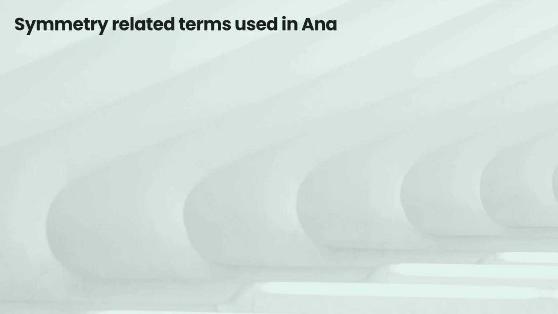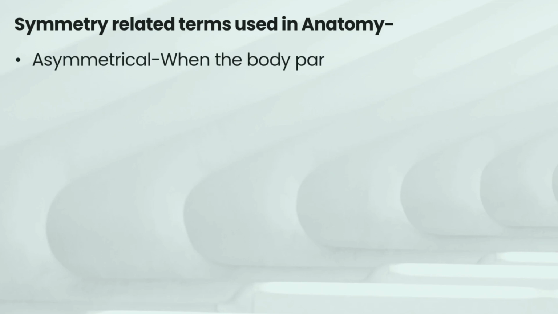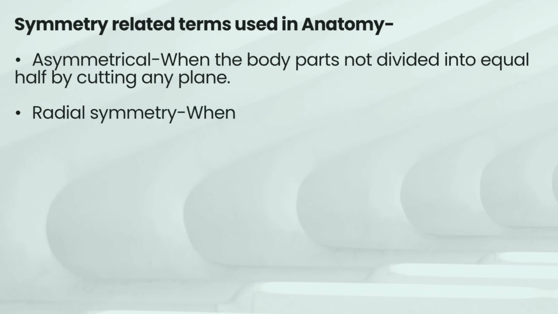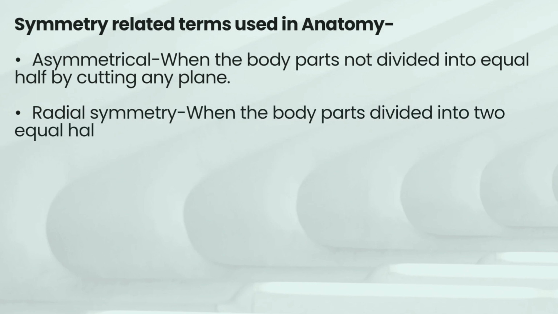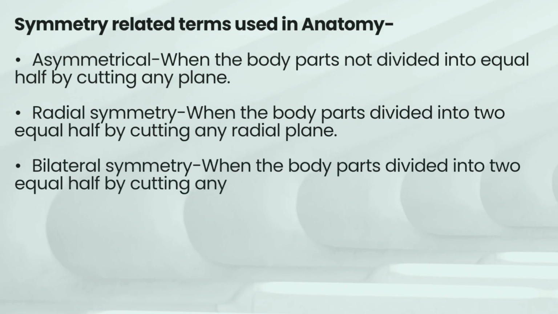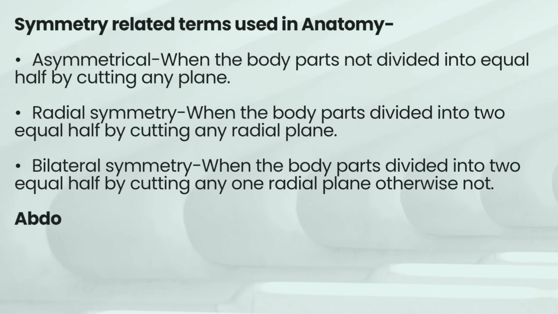Symmetry-related terms used in anatomy. Asymmetrical: when the body parts cannot be divided into equal halves by cutting any plane. Radial symmetry: when the body parts can be divided into two equal halves by cutting any radial plane. Bilateral symmetry: when the body parts can be divided into two equal halves by cutting one radial plane, otherwise not.